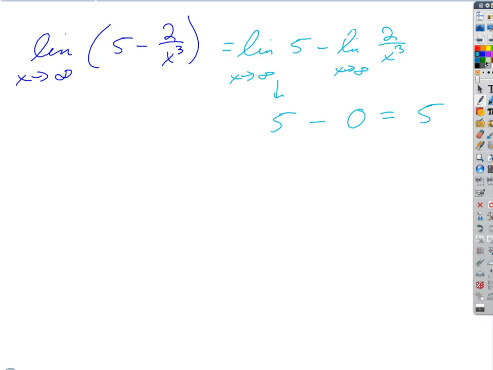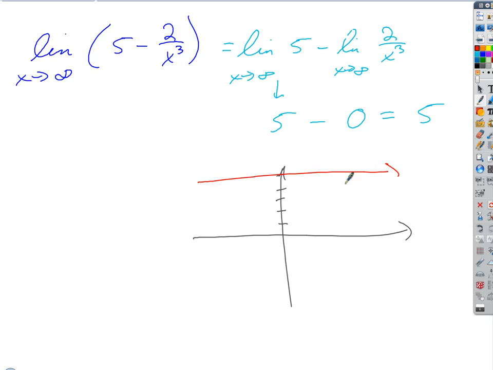If we're taking the limit of the function, what does the function y equals 5 look like? It's just a straight line. It doesn't matter what x approaches, the y value is always just gonna be 5.